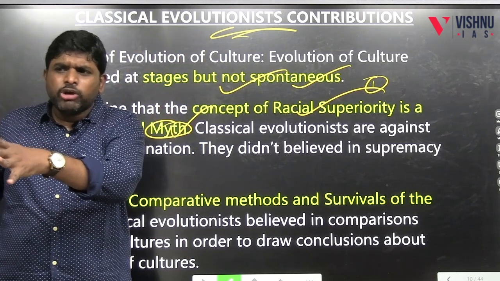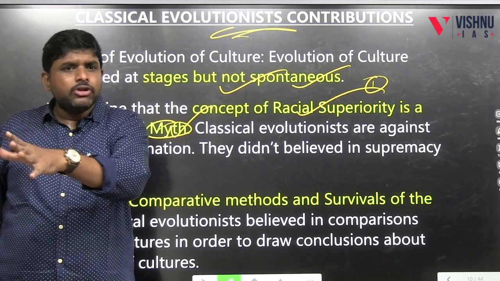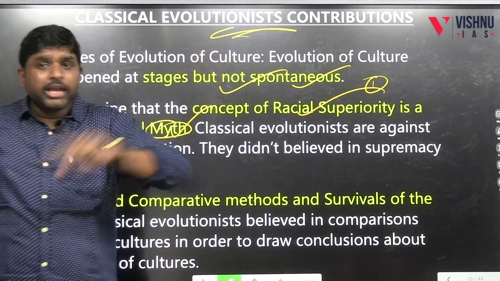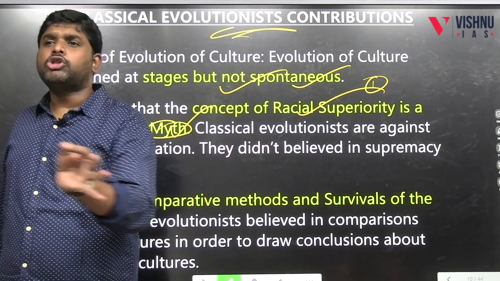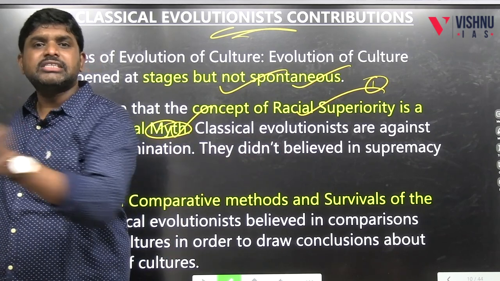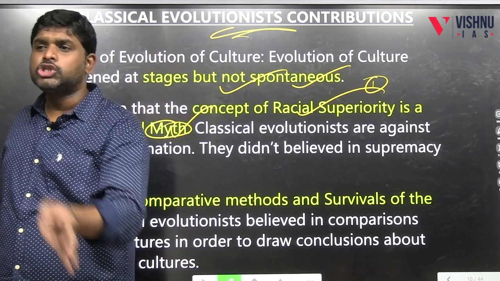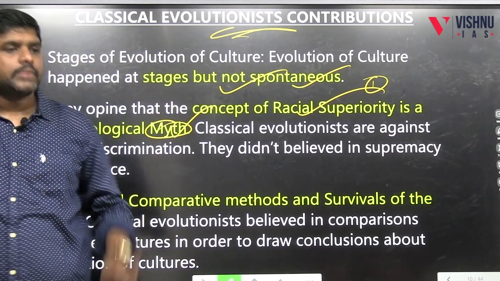So there is no E.B. Taylor. There is no classical evolutionism. There is no term only. But there you have to bring this concept and you have to write, yes, classical evolutionists from the thought of anthropology, they criticized racism and told racial superiority is a myth. This is the second point.